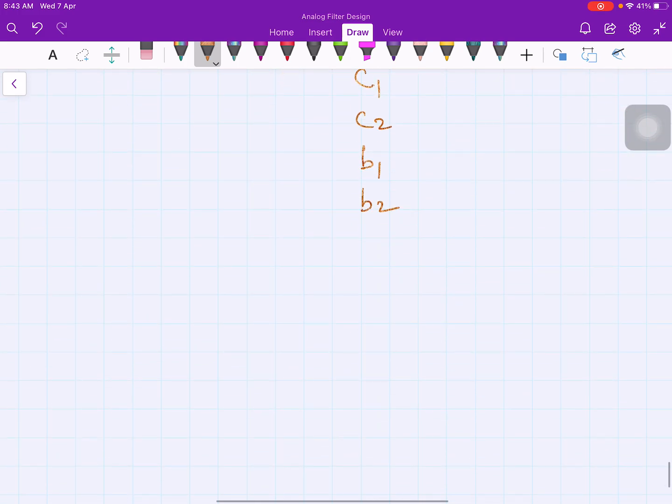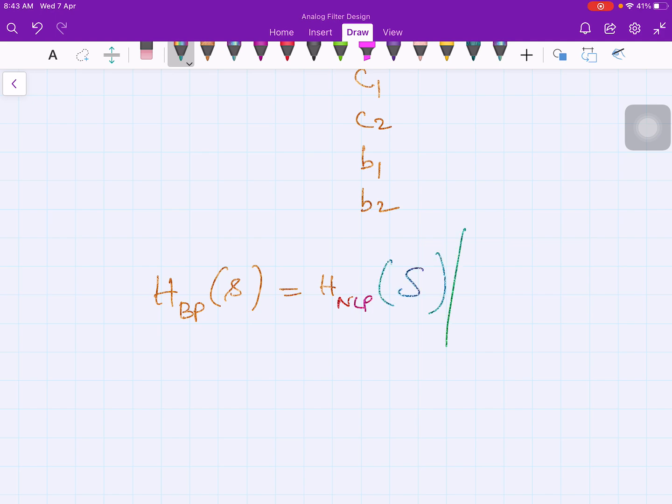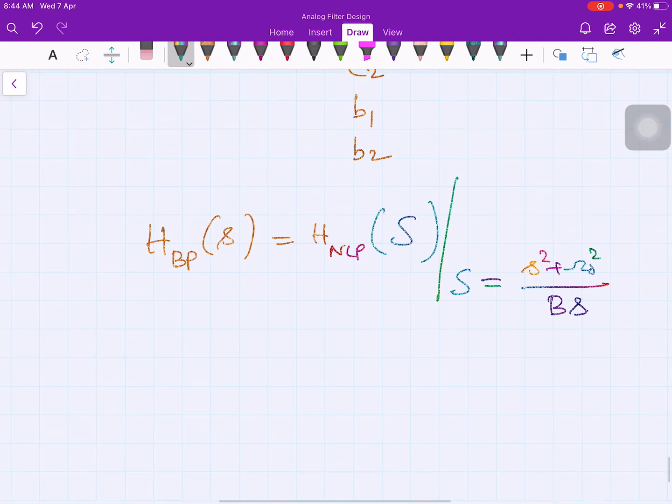Finally, your band pass transfer function in the small s domain will be obtained by writing NLP, the normalized low pass filter, of capital S, and substituting capital S equal to s squared plus omega naught squared divided by B s. And that's the end of the design. It's a fairly elaborate process and you can make a mistake at almost every step. Even very well known authors have made this mistake. So you should be very careful in designing this.